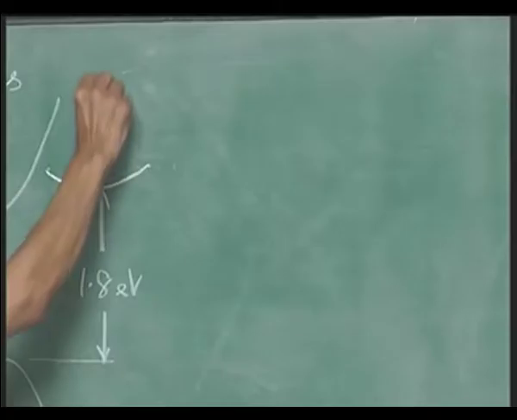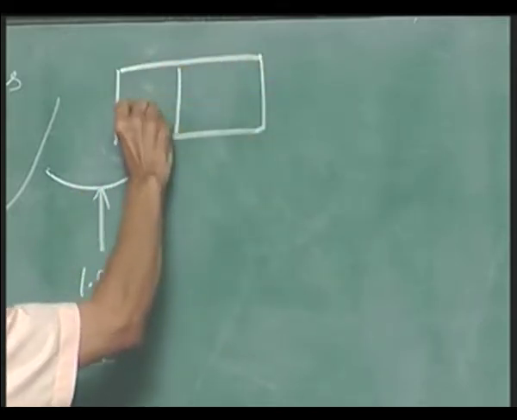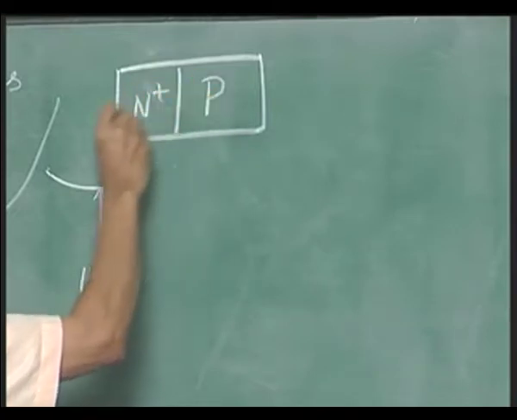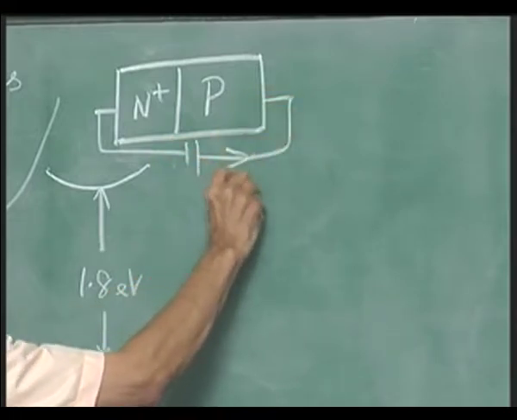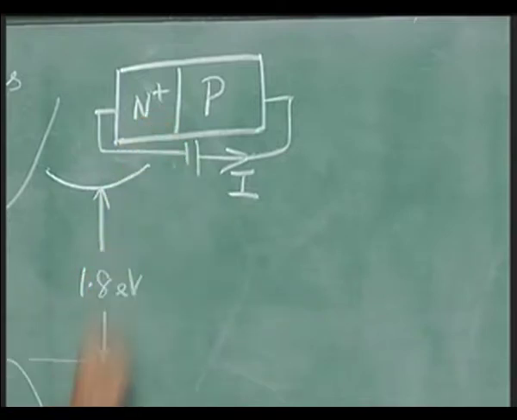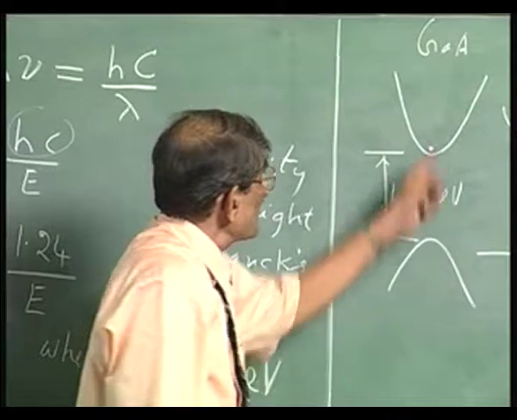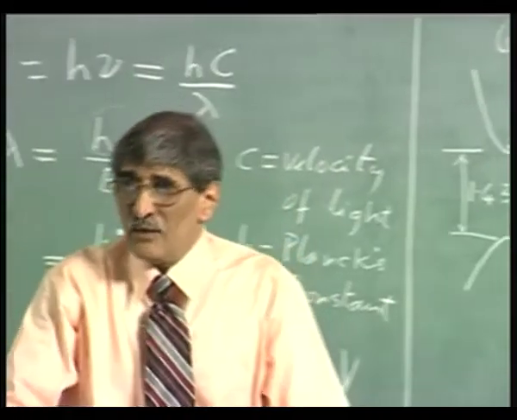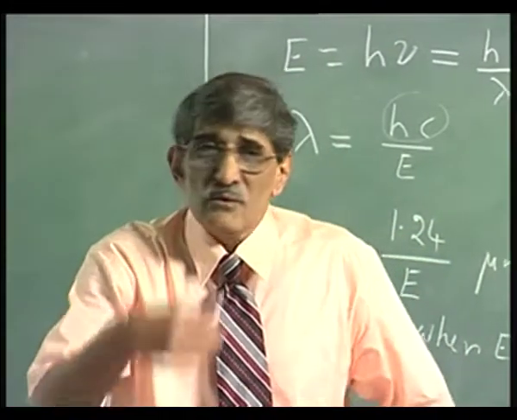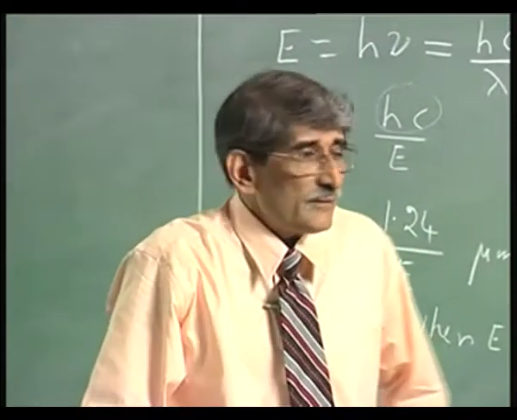So, if you make a p-n junction like that, an n plus heavily doped n region and p, and if I forward bias that and pump in current, if it is a gallium arsenide device, or gallium arsenide or silicon, it will inject electrons into this. Those electrons will be recombining by dropping down like this. Recombination means electrons recombining with the holes. So, transfer of electrons from the conduction band to the valence band.